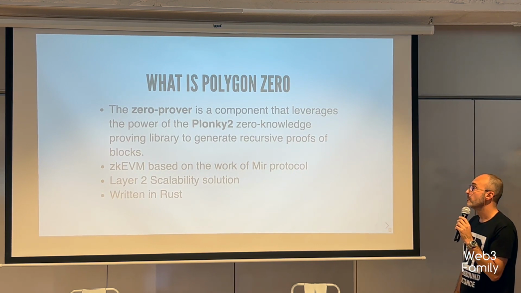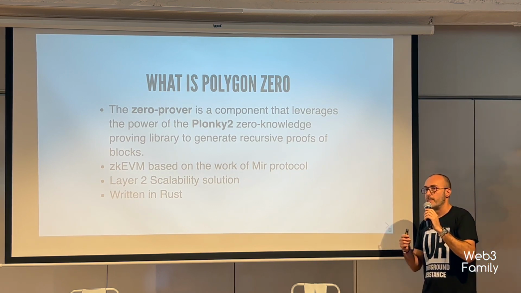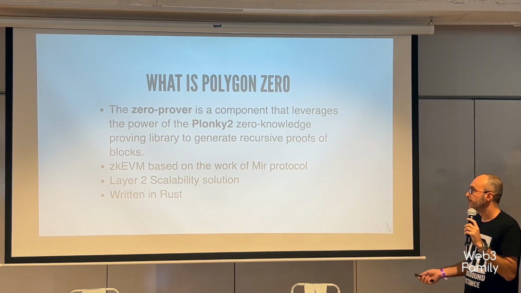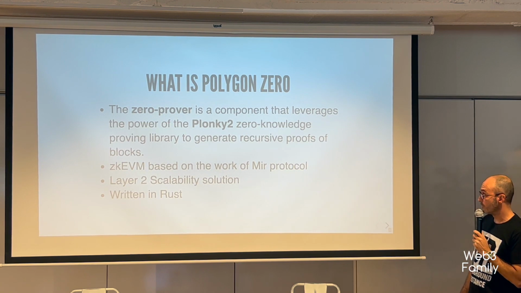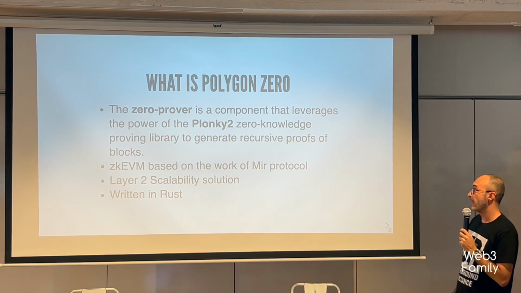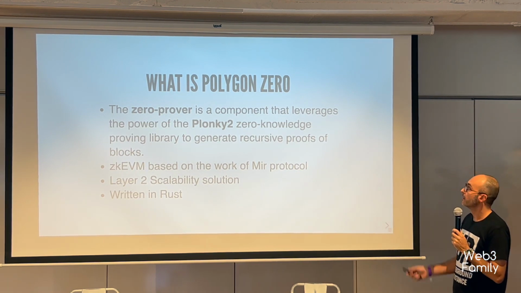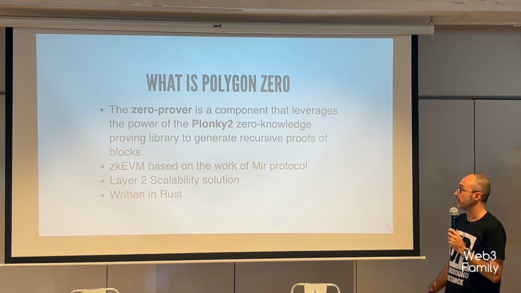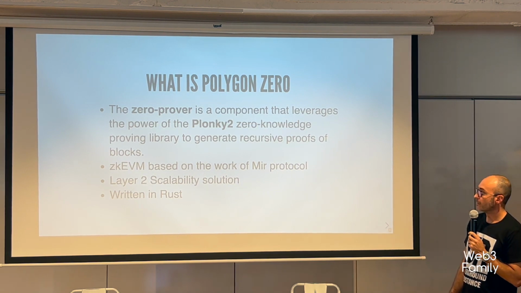Okay, so what's Polygon Zero? Polygon Zero is one of the ZK pieces that Polygon has, and it's based on the Plonky2 zero-knowledge proving library. It's a system to generate ZK proofs based on the Plonky2 library. It's a zkVM based on the work that they did on Mir Protocol, layer 2 regeneration.